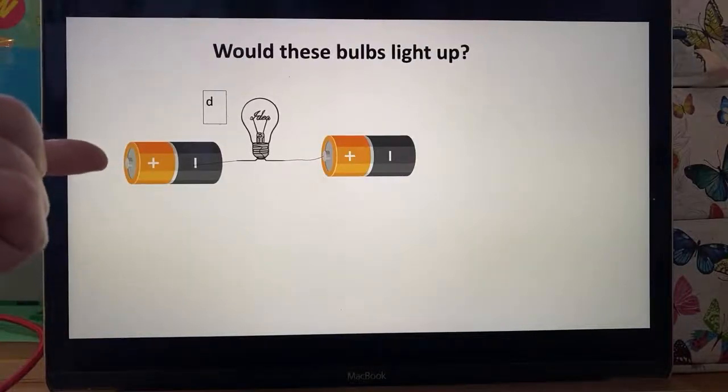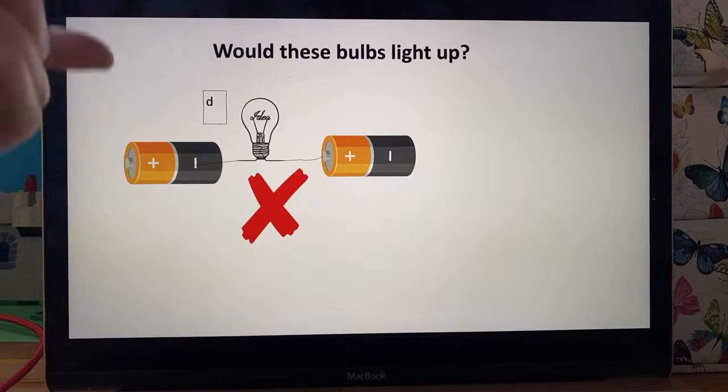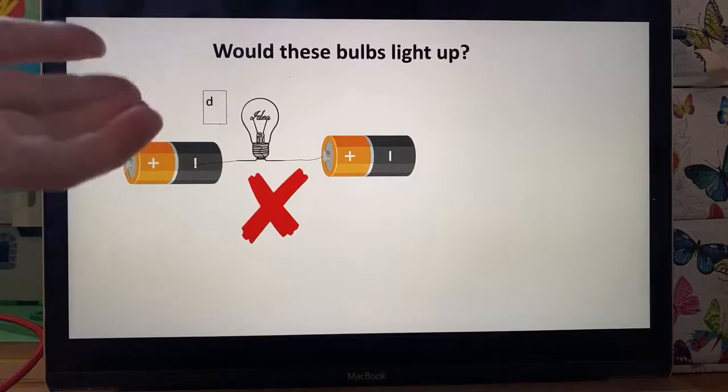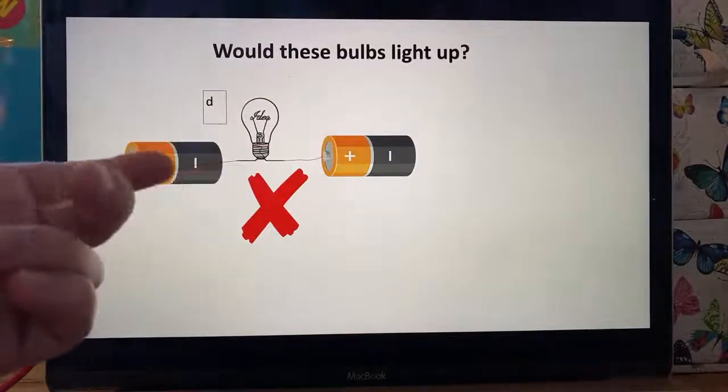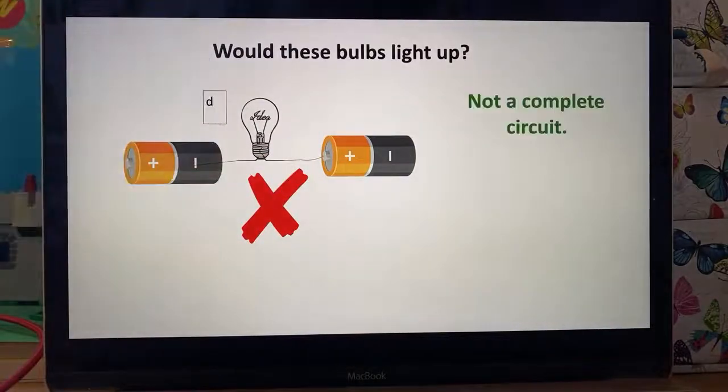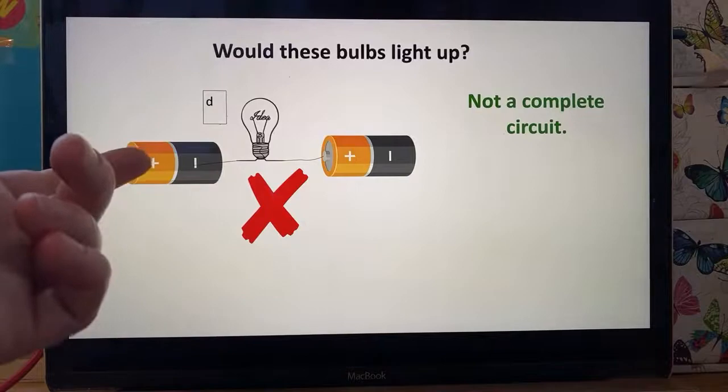Right, would these bulbs light up? This divided people on Facebook the other day. They would not light up. Why not? Well, maybe the current would flow for a split second, but not enough to light the bulb up. I've put because it's not a complete circuit. We looked at this last week. That's what a switch is.